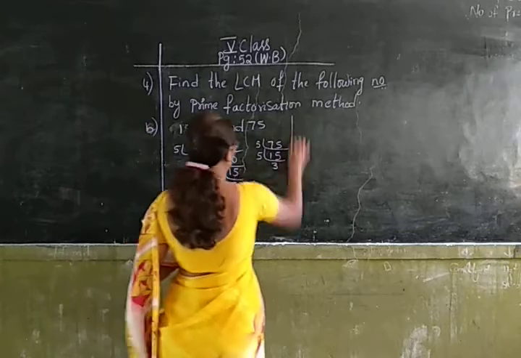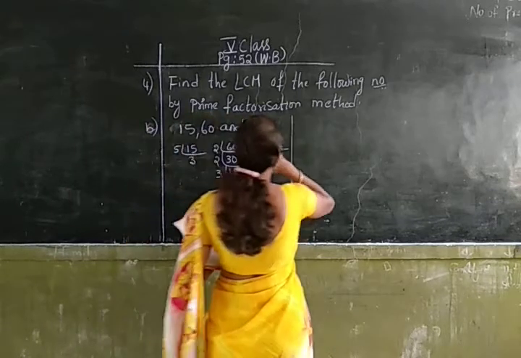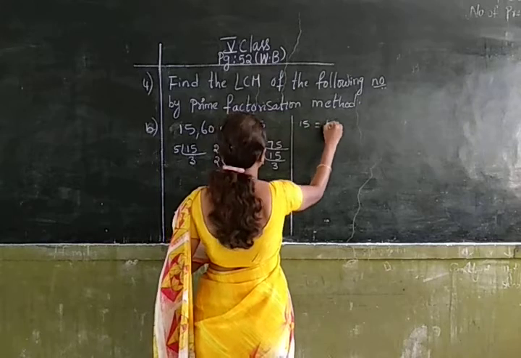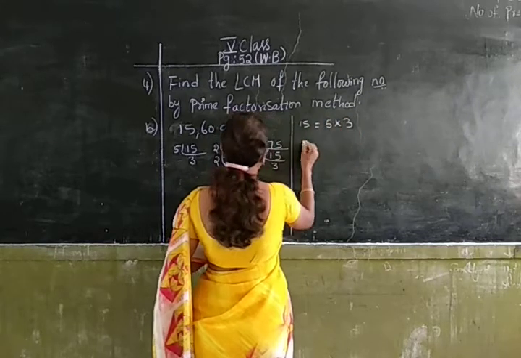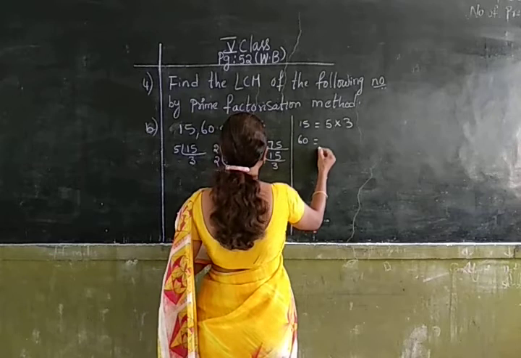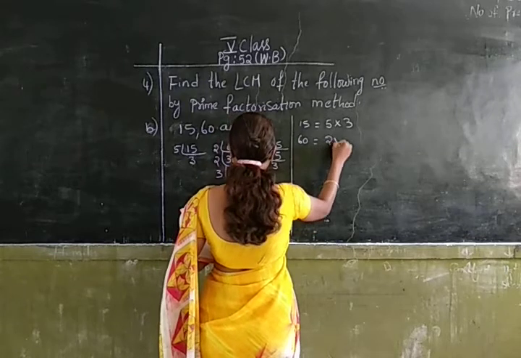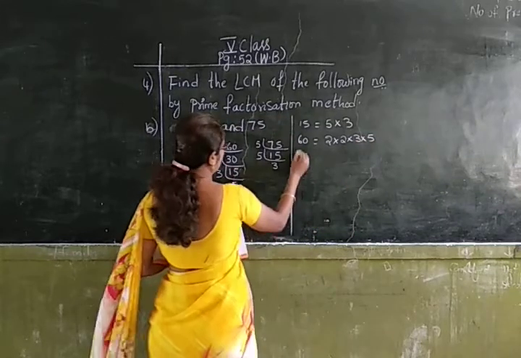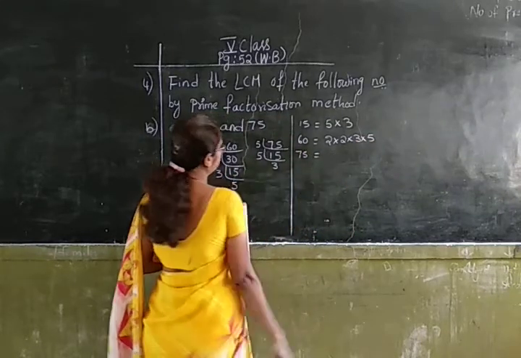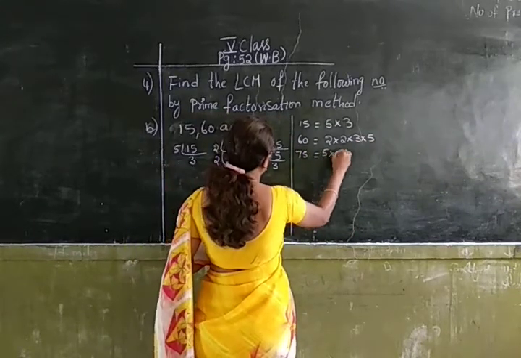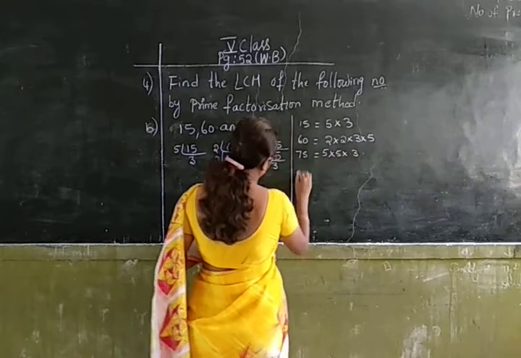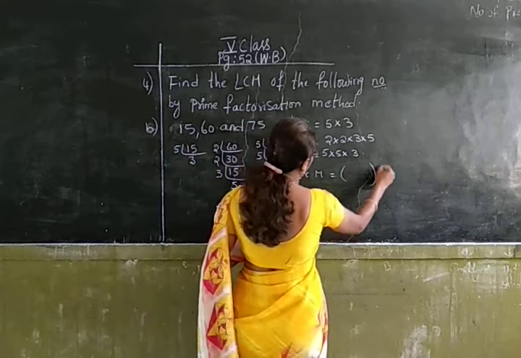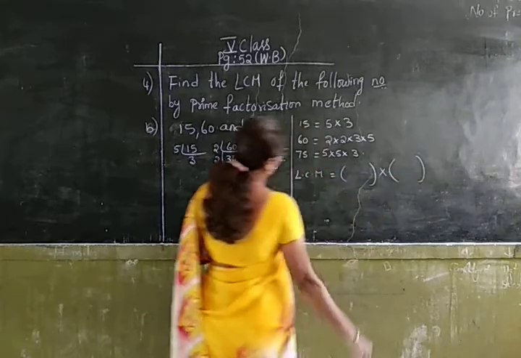So let us find out the common factors. So 15 is equal to 5 into 3. 60 is equal to 2 into 2 into 3 into 5. 75 is equal to 5 into 5 into 3. For finding the LCM, we have to multiply the common factors with non-common factors.